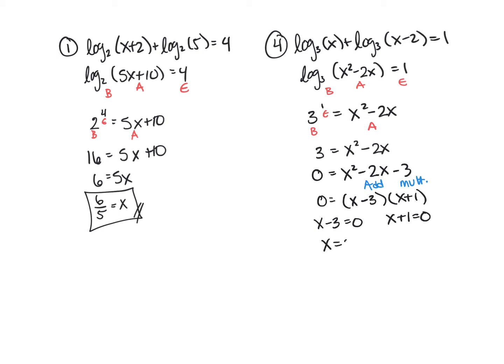So we get x is equal to 3 and x, is this still recording? Sorry, something weird happened. And x is equal to negative 1.